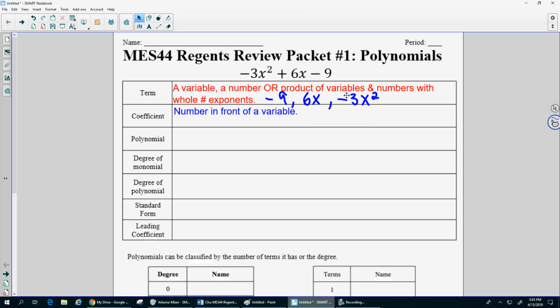So next we have coefficient, which is the number in front of a variable. We have some coefficients here. I have negative 3 is a coefficient because it's in front of x squared. I also have 6 is a coefficient. It's in front of x.